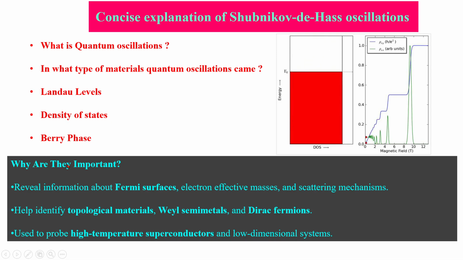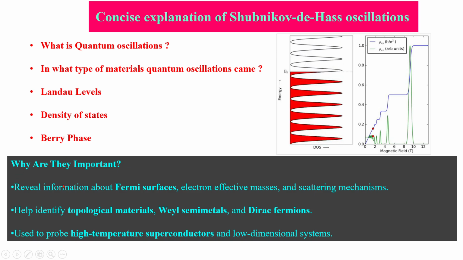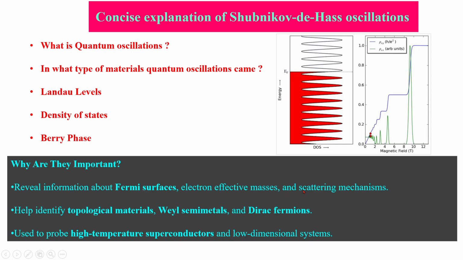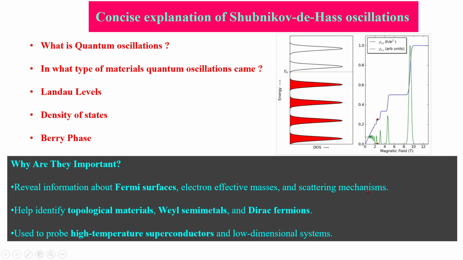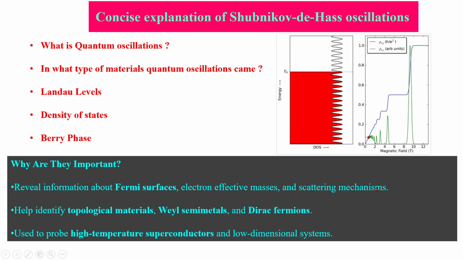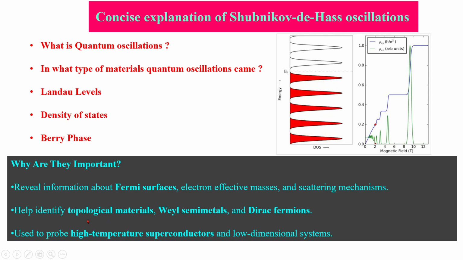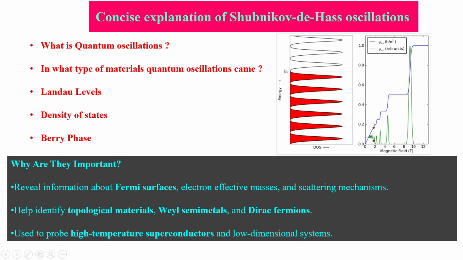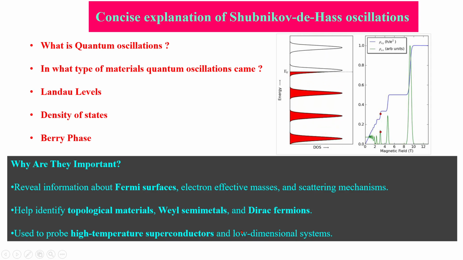Most necessary: why are they so important? They reveal information about Fermi surfaces, electron effective masses, and scattering mechanisms. They also help to identify topological materials, Weyl semimetals, and Dirac fermions. They are used to probe high-temperature superconductors and low-dimensional systems.